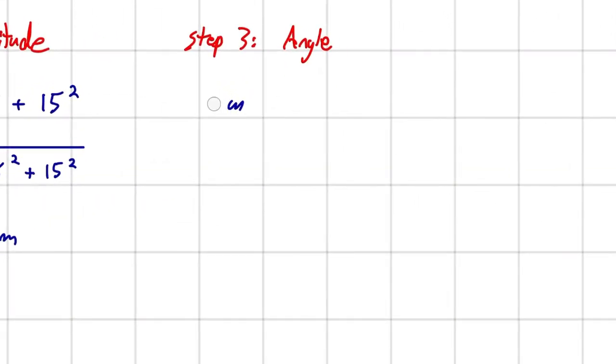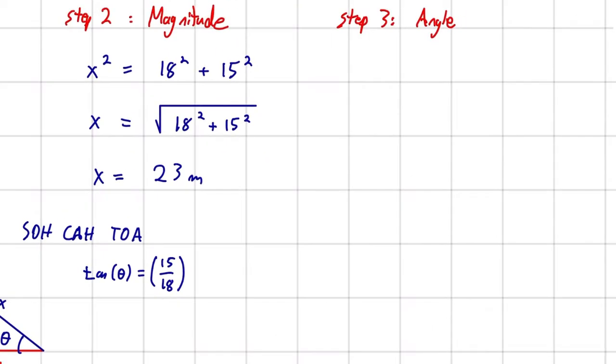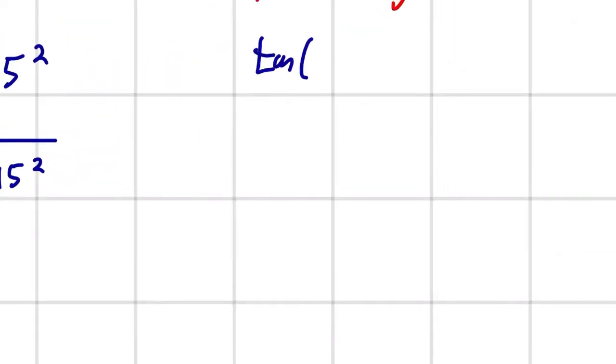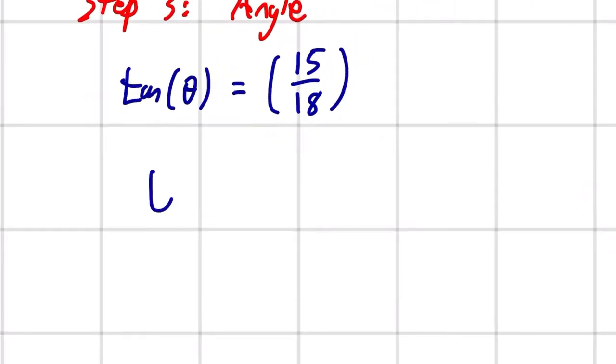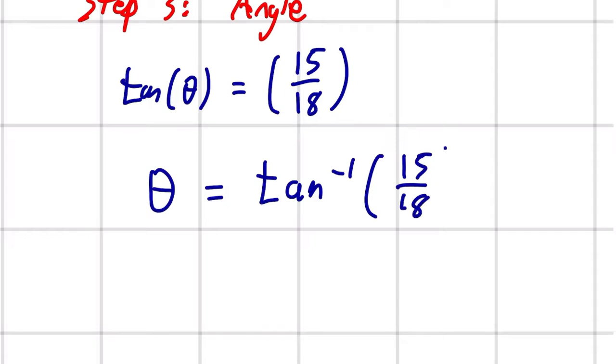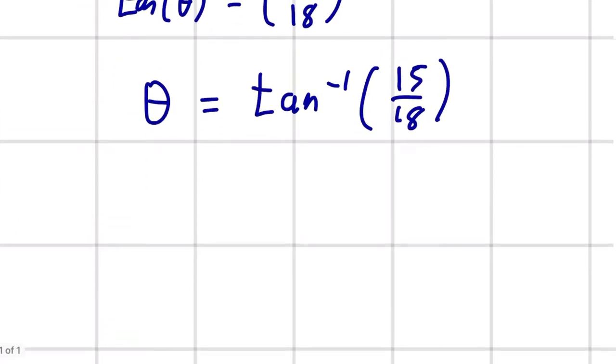So let's rewrite that over here. We're going to write the tan theta is equal to 15 over 18. And then when we want to isolate for theta, we're going to take the tan inverse of 15 over 18. And then type this into your calculator, remembering to ensure that your calculator is in degrees and not radians. We should get an angle of 39.8 degrees.